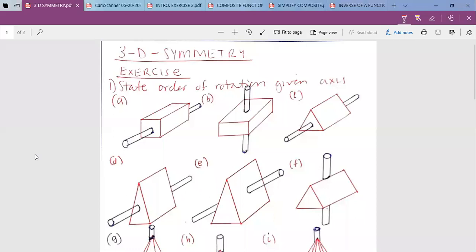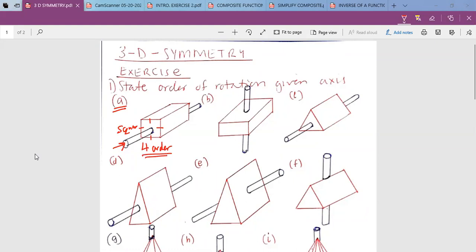Okay, so the work I gave you here, exercise number one, says state order of rotation. Remember, I gave the conditions of how to find the order of rotation when you are given the axis. So for example, if you look at question A here, where the axis is pinching, you'd realize that that side is a square. So if it's a square, on that side you shall have four order of rotation. So our answer is four order.